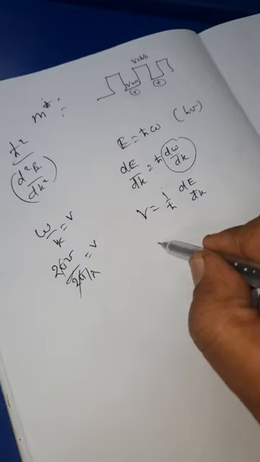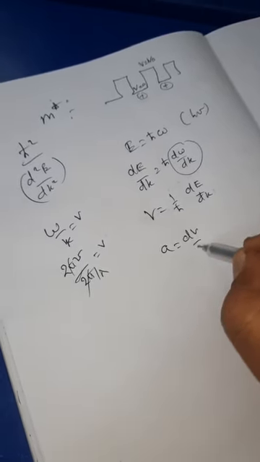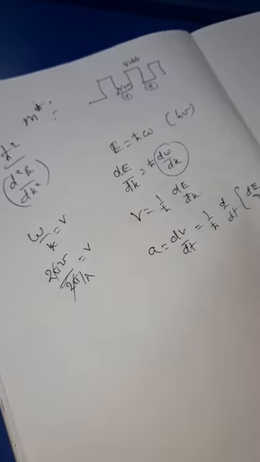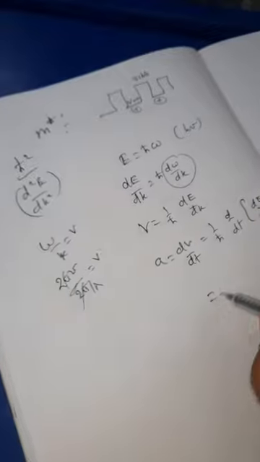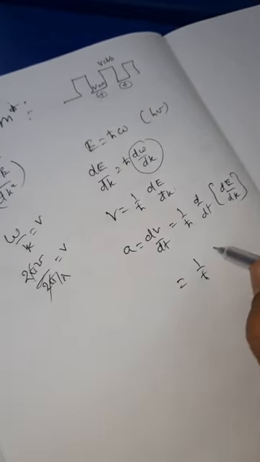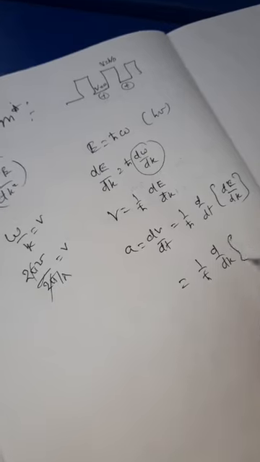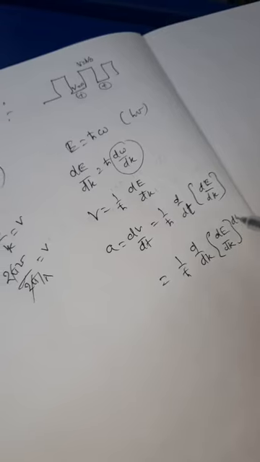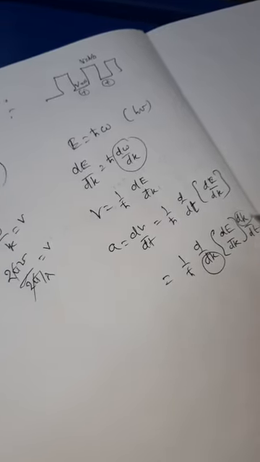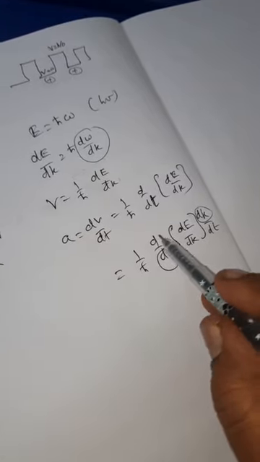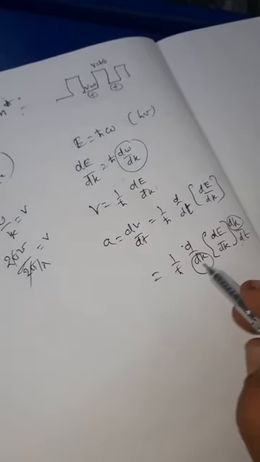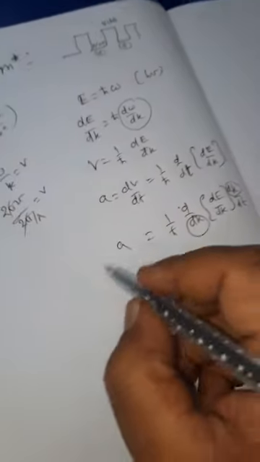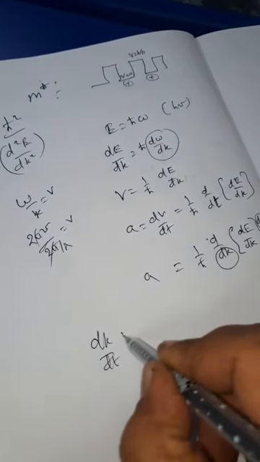Once you know the velocity, then you find acceleration. Acceleration is nothing but dv by dt, that is 1 by h cross d by dt of dE by dk. In this derivation we write d by dk and next d by dk into dk by dt. We are just dividing and multiplying by dk, so it is like d by dt only. Okay, so this is acceleration. Now we want to find the value of dk by dt, and substitute.